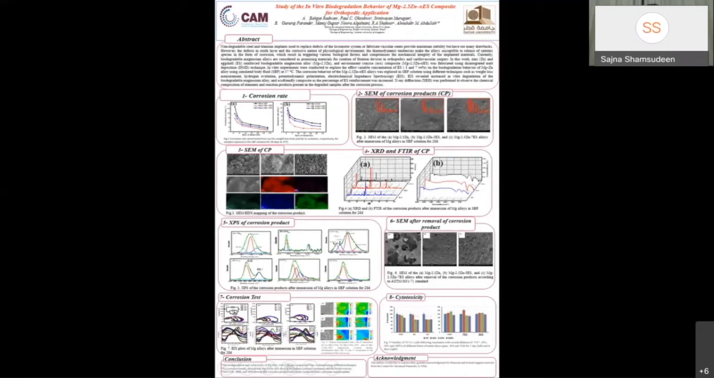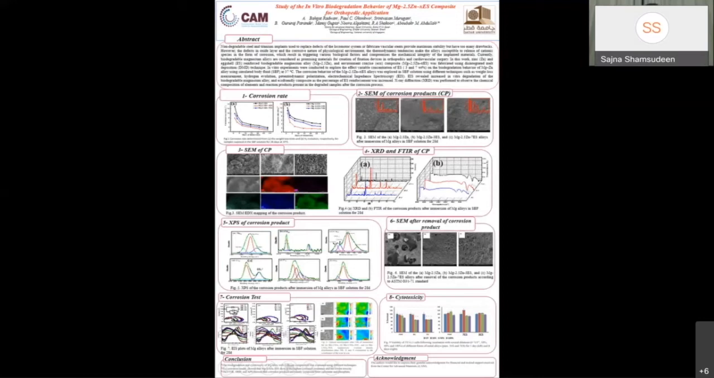Therefore, the goal of this research is to evaluate the effect of the eggshell concentration on the corrosion performance of magnesium zinc eggshell alloys in simulated body fluid using different techniques, and to evaluate their cytotoxicity.